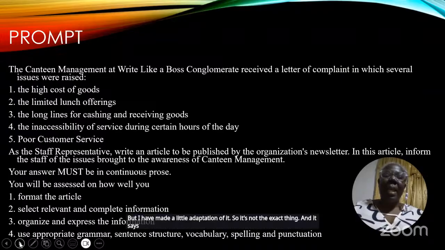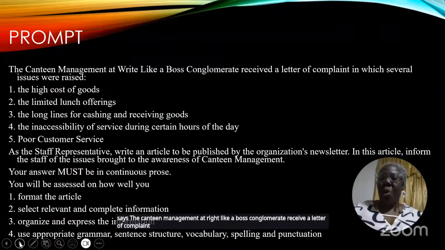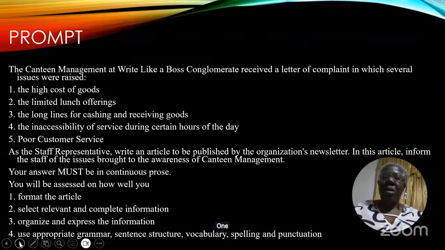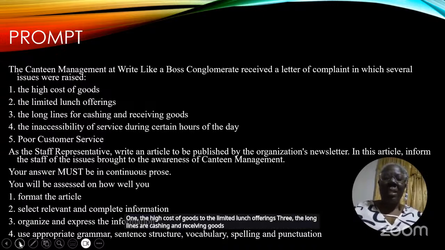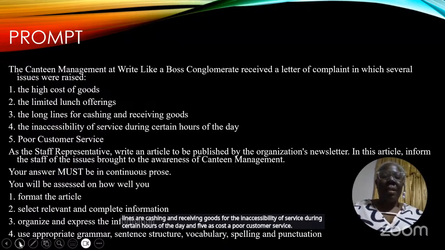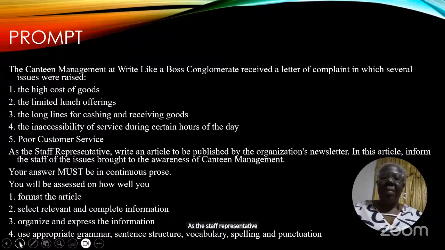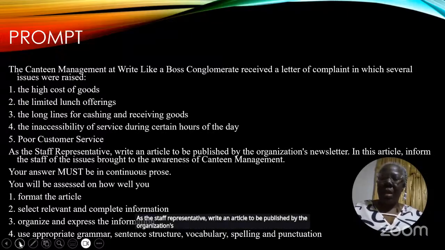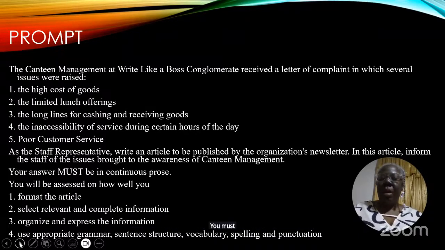And it says, the canteen management at Write Like a Boss conglomerate received a letter of complaint in which several issues were raised. 1, the high cost of goods. 2, the limited lunch offerings. 3, the long lines for cashing and receiving goods. 4, the inaccessibility of service during certain hours of the day. And 5, poor customer service. As the staff representative, write an article to be published by the organization's newsletter. In this article, inform the staff of the issues brought to the awareness of canteen management. You must write in continuous prose.